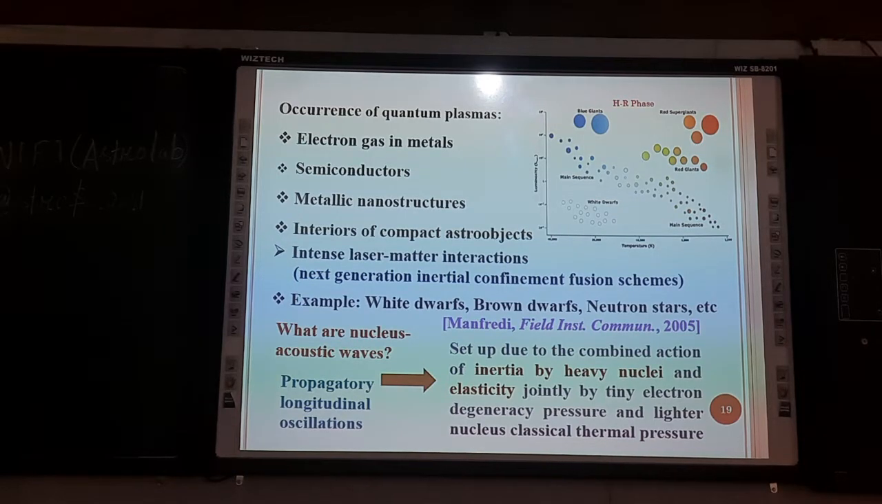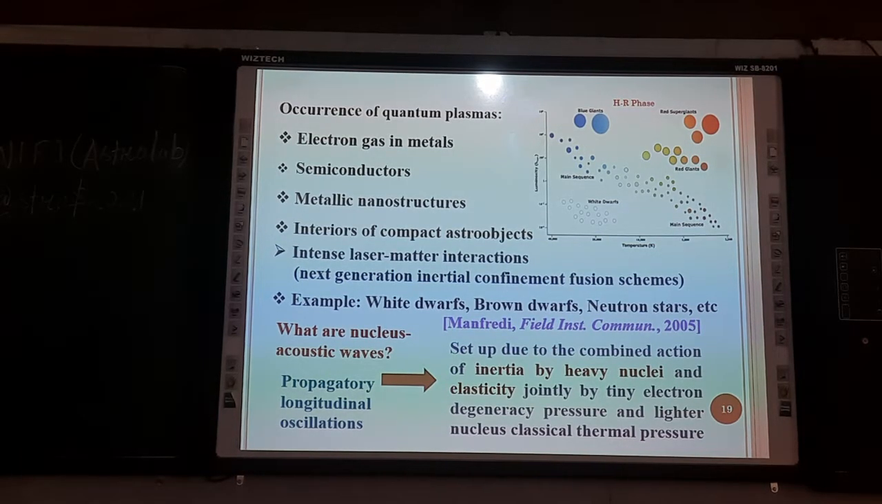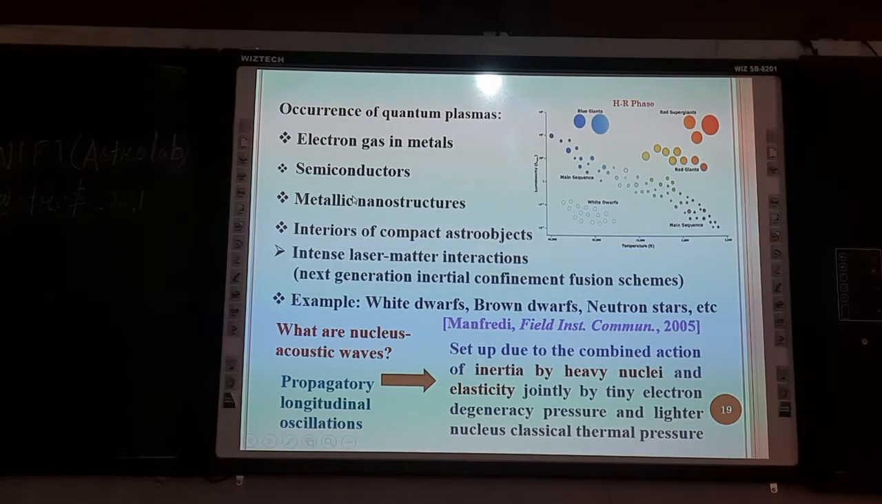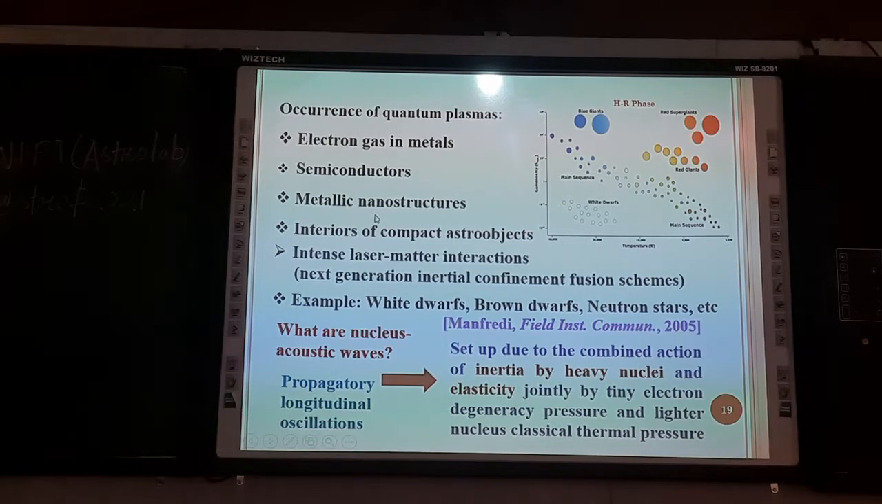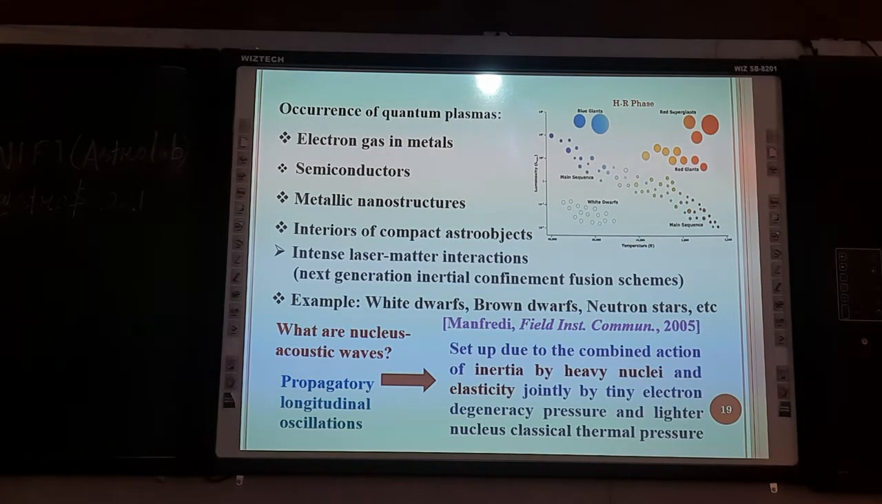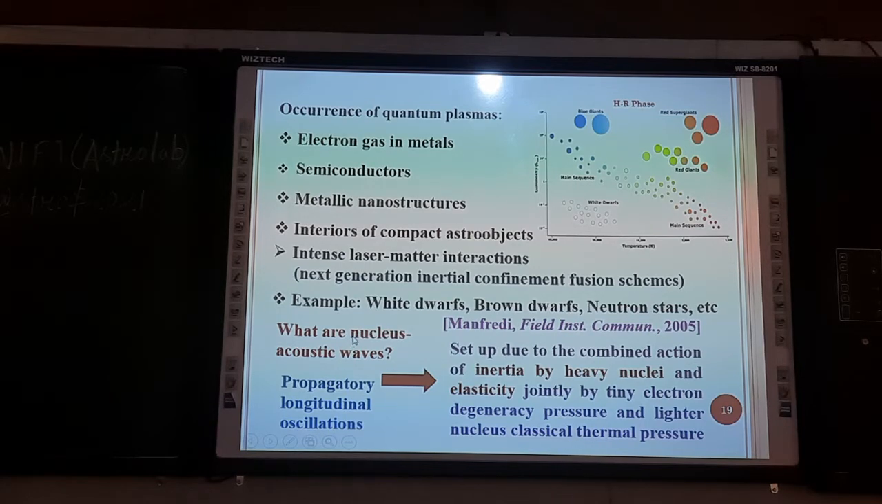So in a normal gas, what are we getting? The constitutive particles behave as inertial species, and the same particles behave as restoring species. Because of the competition between inertia and elasticity, oscillations are produced, and these oscillations get a group velocity and become waves. So what are waves? Propagatory oscillations are waves. We are interested in the acoustic waves at the cost of inertial species, that is the nuclear species, and the restoring species or thermal species, that is the degenerate electron gas.